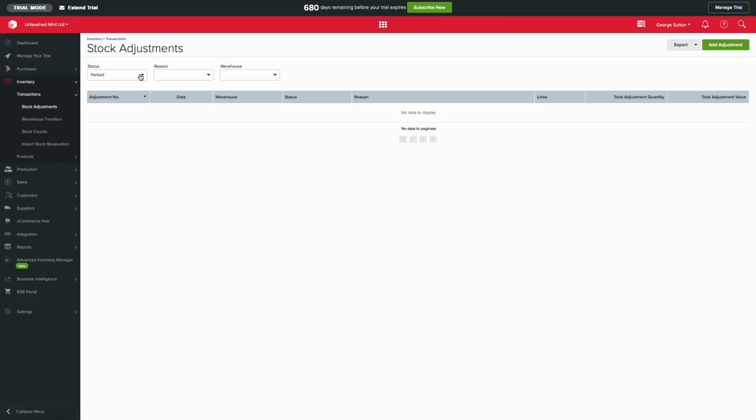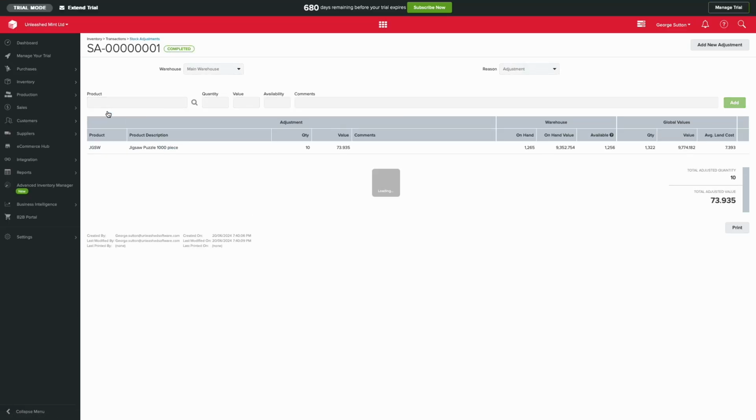Once either the negative or the positive adjustment is completed in the WMS, it comes through as a completed stock adjustment in Unleashed, and the stock on hand is adjusted too.